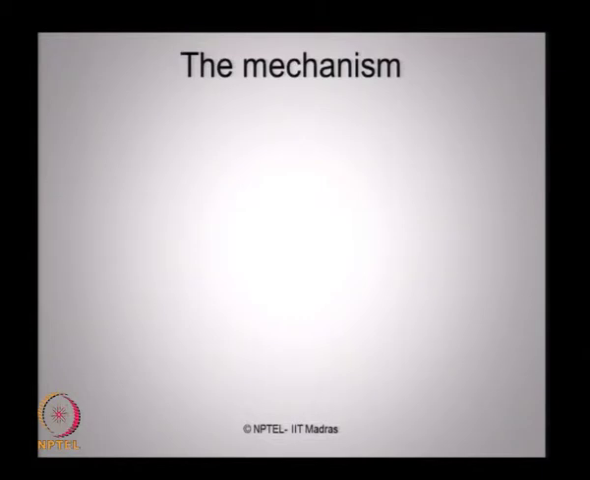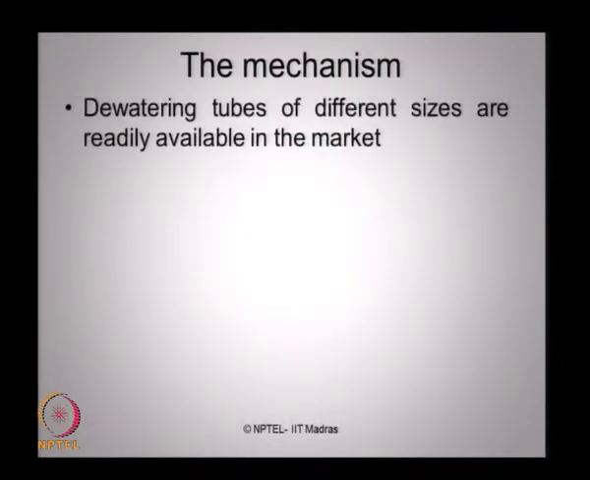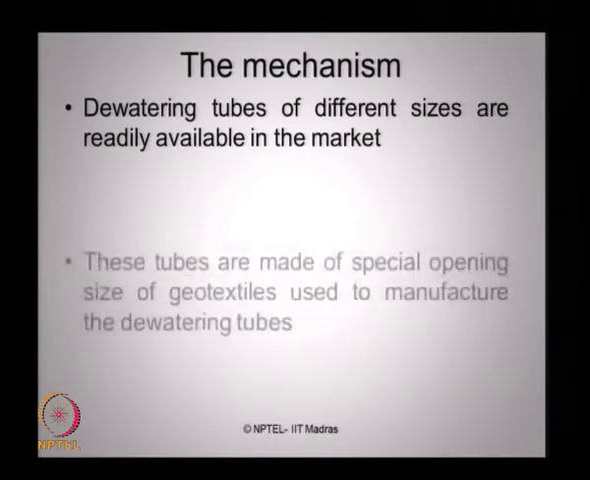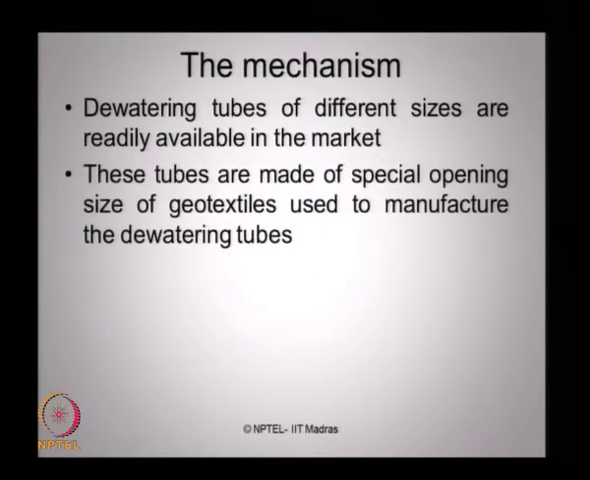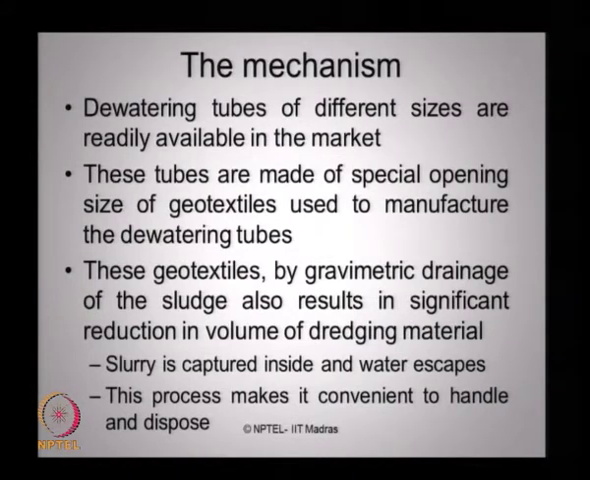Let us quickly see how this mechanism works. The mechanism consists of placing dewatering tubes of different sizes which are readily available in the market. These tubes are made of special opening size geotextiles. These geotextiles, by gravimetric drainage of the sludge, also result in significant reduction of volume of the dredging material. You can interestingly note that the slurry alone is captured inside the geosynthetic tube, and the water escapes from the tube through the narrow pores present in the geotextile layers. This process makes it convenient to handle the dredging sludge and dispose of it in a very compact manner.